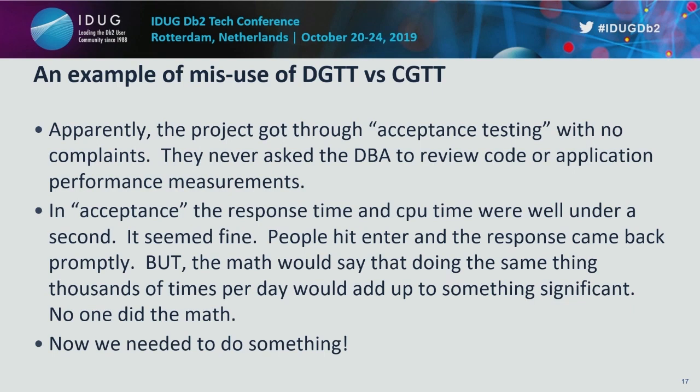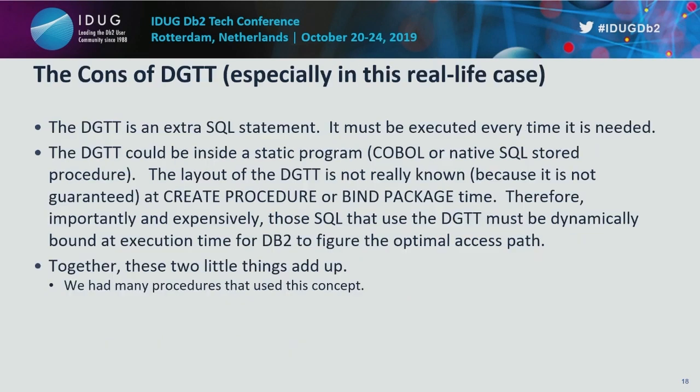But it was close to a second in real time. And so the math would say, if they thought about how many times they would call this procedure during the day, it would add up to something significant. Anyway, that's basically what happened. Individually the response was okay, but a high volume transaction should have a very low CPU cost, not a second. So we needed to do something.